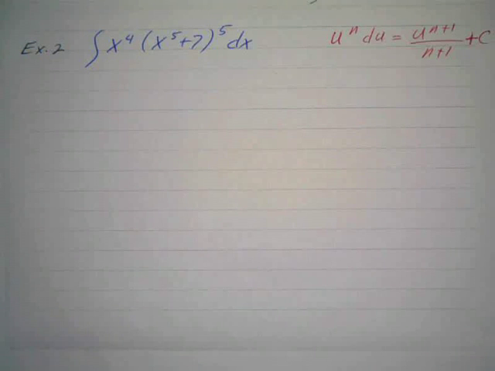This is another U-substitution example, and we have x to the fourth. It's going to be the indefinite integral of x to the fourth times (x to the fifth plus 7) all to the fifth power, dx. And again, we're going to try to get this into this u to the n du form because we have the chain rule involved, so it makes everything a little more complicated.